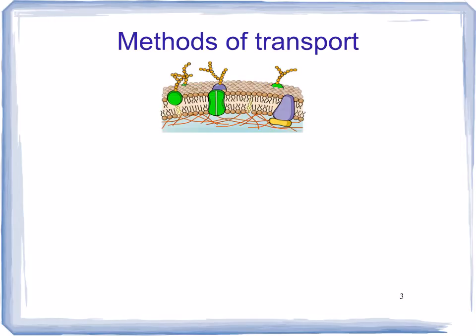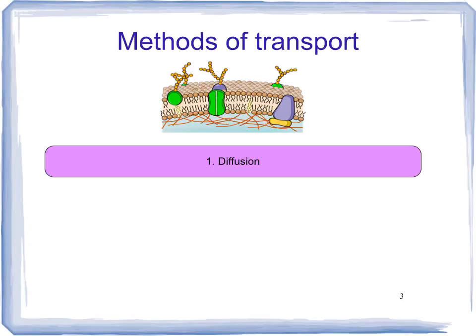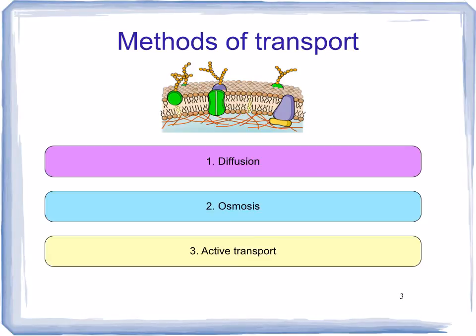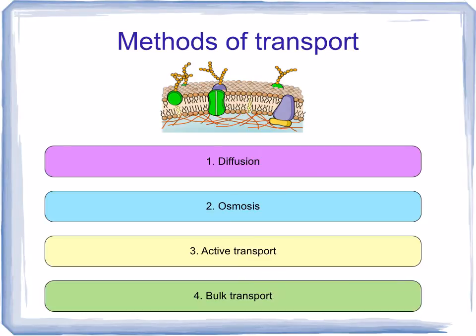Now, as you remember, all cells are surrounded by a partially permeable membrane that controls what substances can enter and exit a cell. So a cell needs to be able to import the substances it needs to survive and export waste materials and other substances that are needed outside the cell. So there are several methods by which substances such as molecules and ions can cross the cell membrane. These include diffusion, osmosis, active transport, and bulk transport. Today we're just going to look at diffusion.